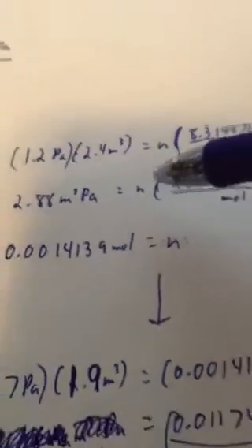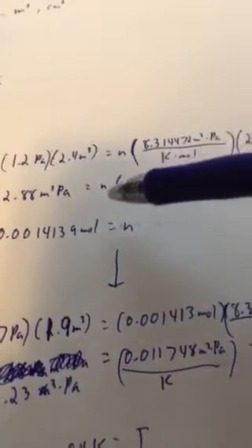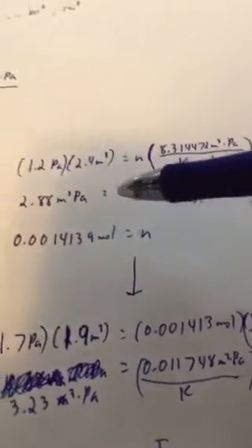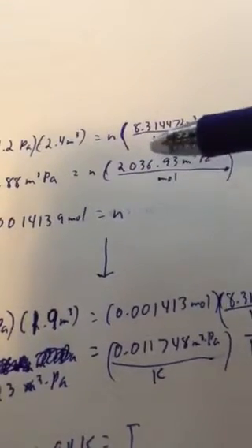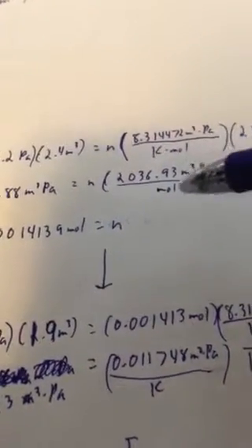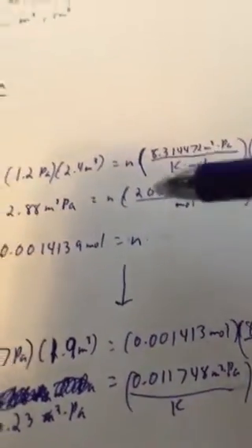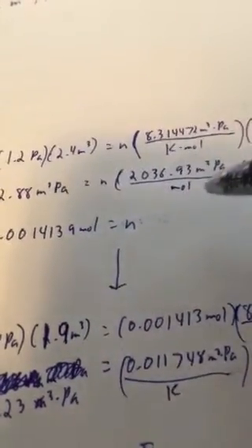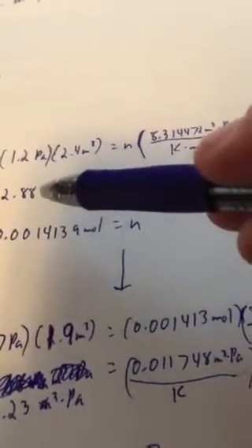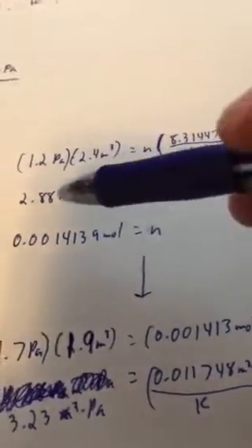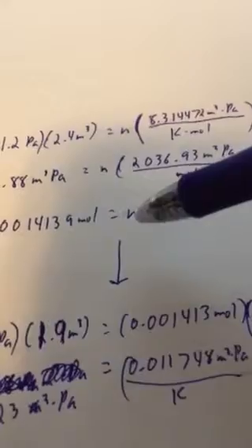N we have not solved for yet. We back up a little bit. We've got 2.88 cubic meter pascals equals the number of moles times this value. We solve for n by dividing both sides by this value, 2036.93 cubic meter pascals per mole. Divide them both, and what do you think happens? If you divide by this value, the cubic meter pascals will cancel. Moles will flip to the top, leaving only moles, which is what we're trying to figure out.